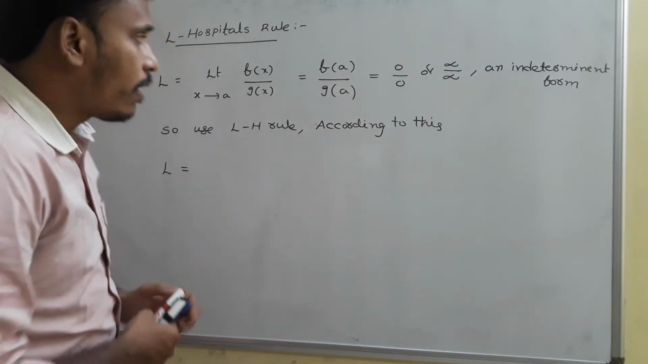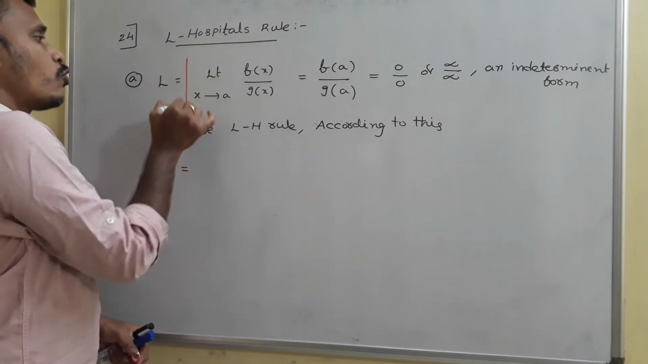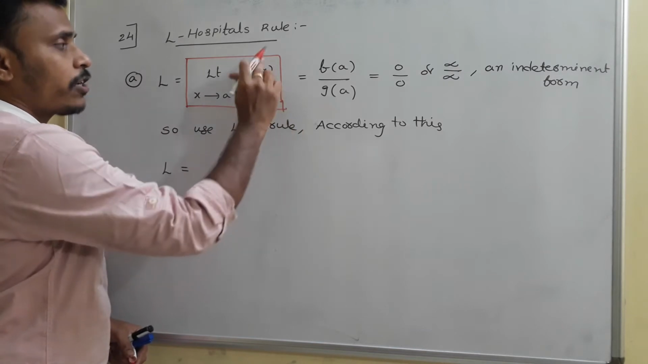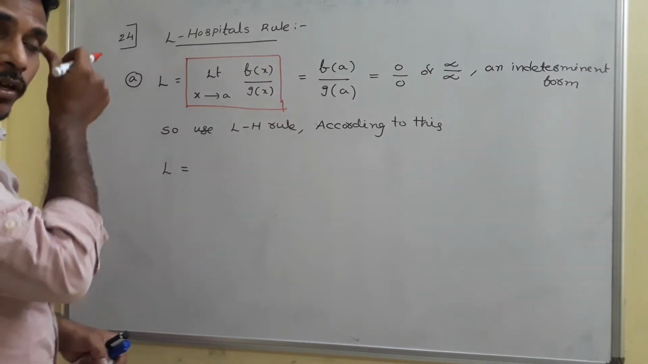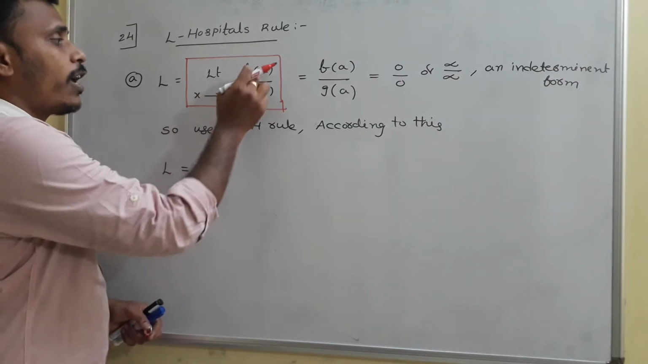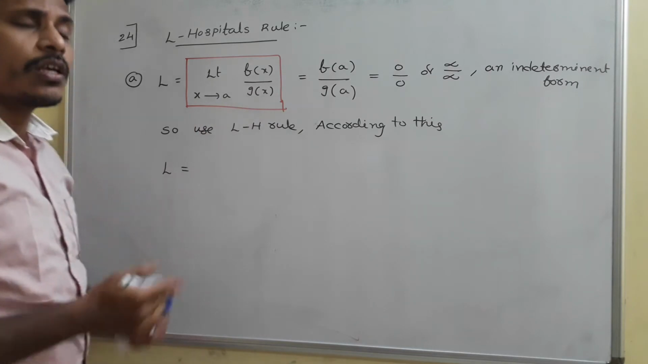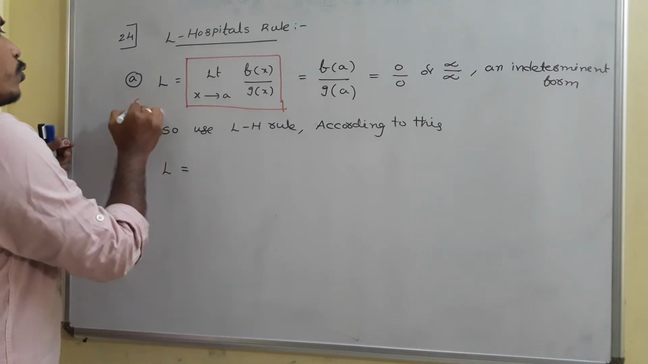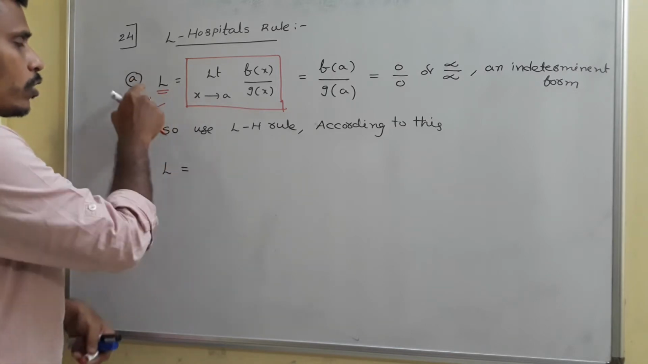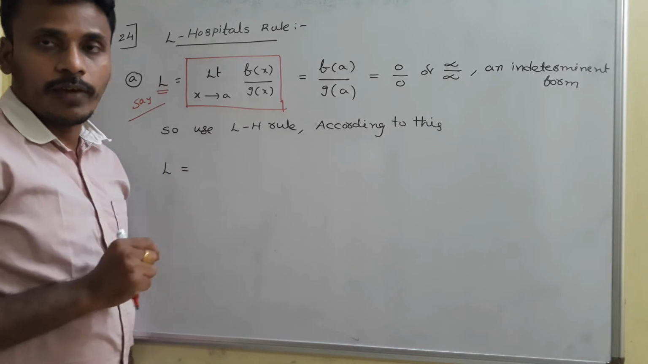Just have a look. Suppose you are trying to find the limit as x tends to a of f of x by g of x. Here my function is of the format f of x by g of x, that is, numerator and denominator. I am trying to find the limit value of this, so let us say the limit value is L.